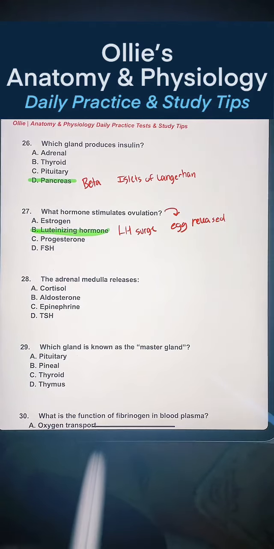Estrogen prepares the uterus and secondary sex characteristics, but does not directly trigger ovulation. It's indirect, yes, but not directly. Progesterone is going to maintain that uterine lining. Post-ovulation, FSH, follicle-stimulating hormone, is going to stimulate follicle growth.